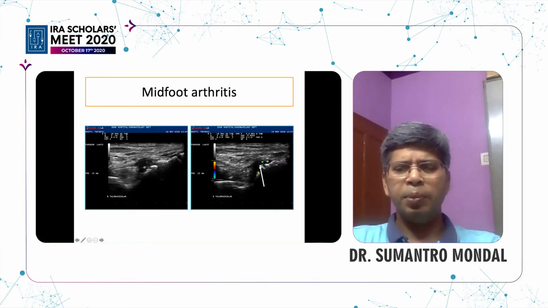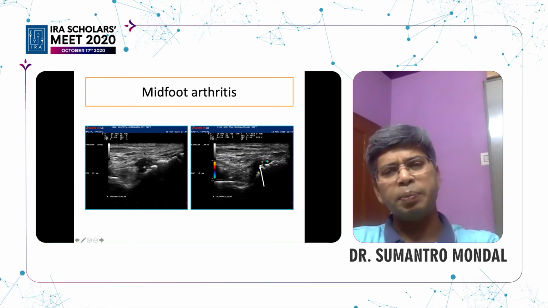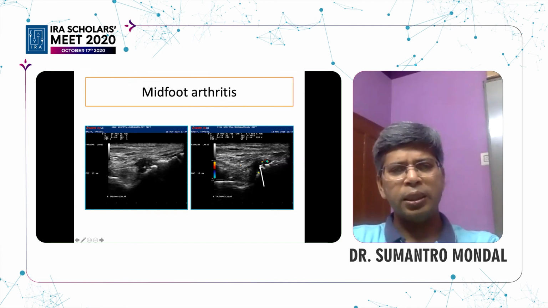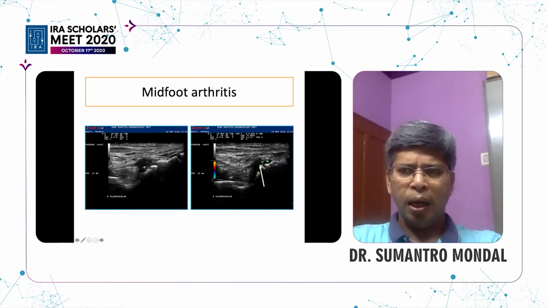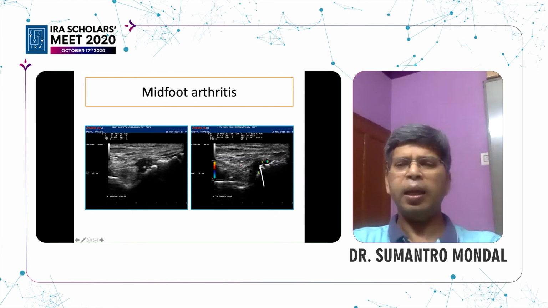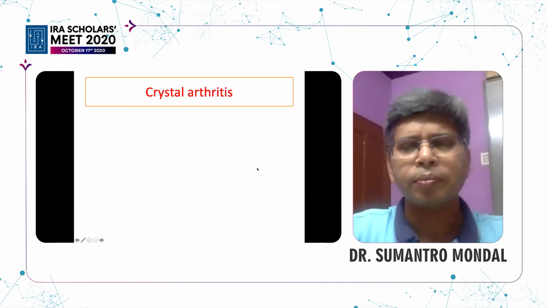Midfoot arthritis includes talonavicular, talocuboid or calcaneocuboid arthritis. You get effusion there, and sometimes the patient complains of pain in the midfoot, and again the injection is given there. So this is midfoot arthritis. When you apply color Doppler, you get vascularity there, and if you give an injection here, you can give good relief to the patients.